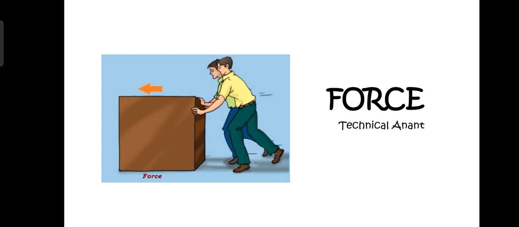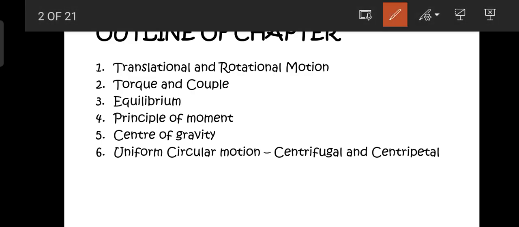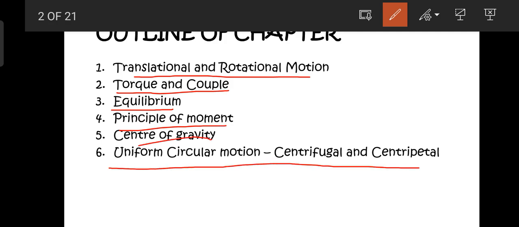Today we will study physics lesson number 1, force. Outline of the chapter. The chapter has 6 main topics: translation and rotational motion, torque and couple, equilibrium, principle of moment, center of gravity, and uniform circular motion, means centrifugal and centripetal force. Okay, so in this session we will complete till 4. Okay, we will complete till 4, means principle of moment.